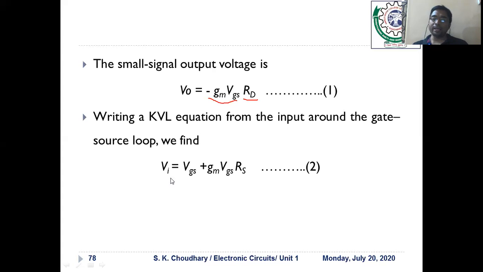So it would be VI is equal to VGS plus ID, which means gm VGS into RS, the voltage drop across the RS. So it is a combination of VGS plus the voltage drop across RS, so it is greater than the VGS. It is very much clear from equation 2.